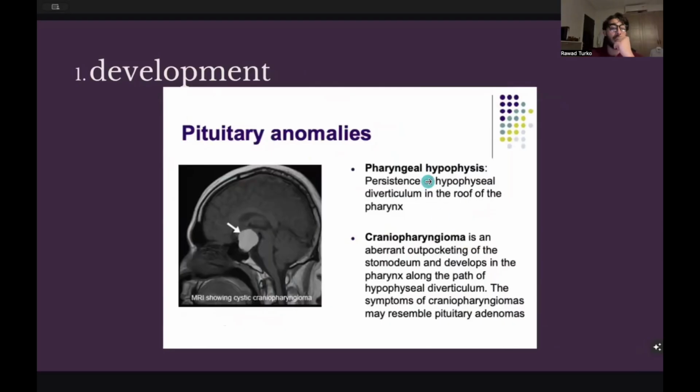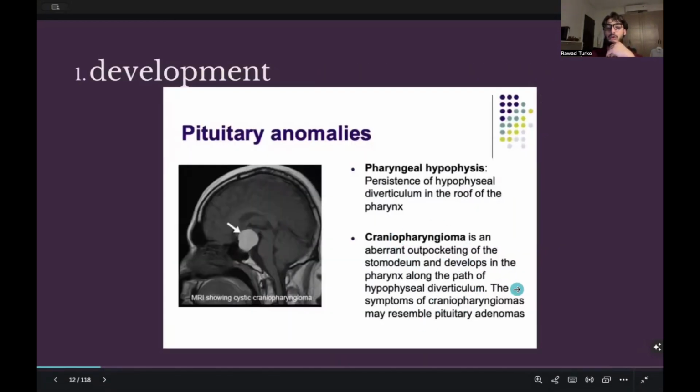So now we're moving on to pituitary anomalies. So we have two things that we want to know. First one is the pharyngeal hypophysis. This is the persistence of hypophyseal diverticulum in the roof of the pharynx. So instead of the pituitary migrating upwards, it sort of stays in the roof of the pharynx, and it's going to form something called the pharyngeal hypophysis. So pharyngeal because it's in the pharynx, it's not really where it's supposed to be.